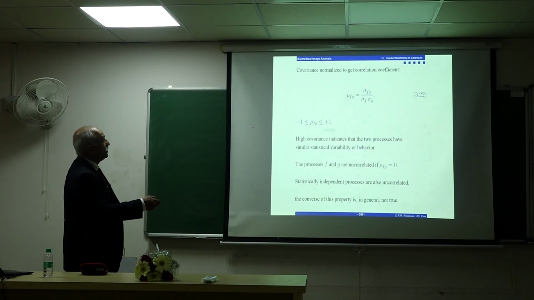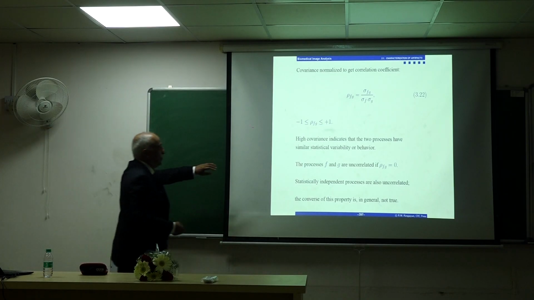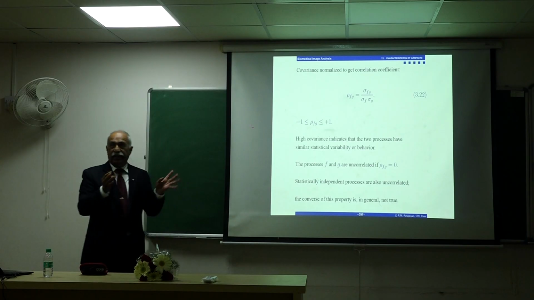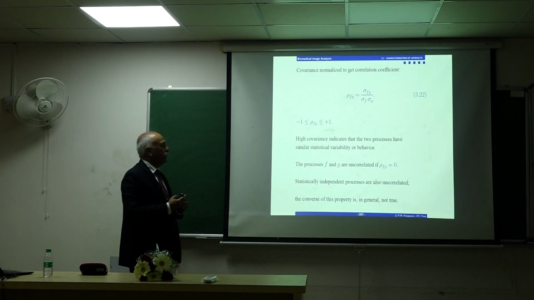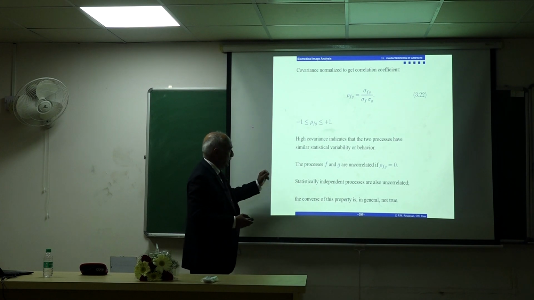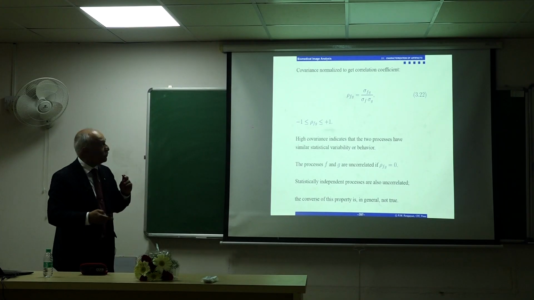Covariance is normalized, rho fg is sigma fg over sigma f sigma g, and then it is between plus and minus 1. High covariance indicates that the two processes have similar statistical variability or behavior. Not that they are identical, but similar variability. And they're uncorrelated if rho fg is 0. Statistically independent processes are also uncorrelated.